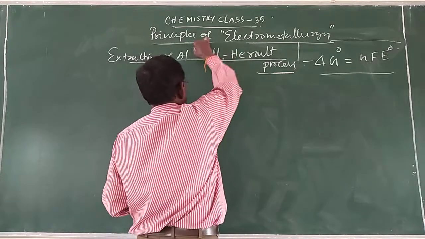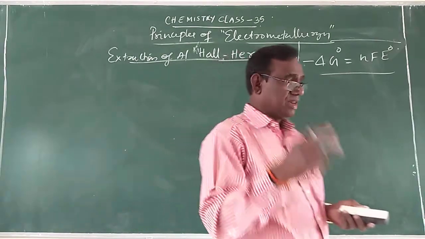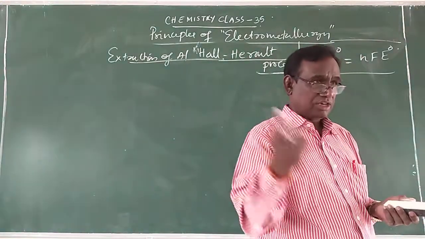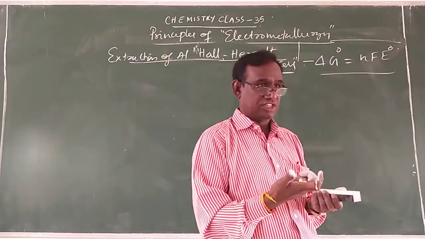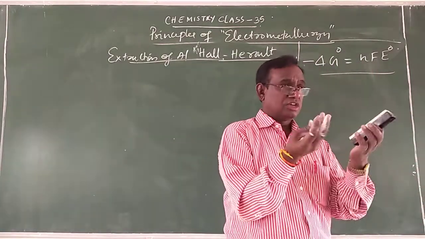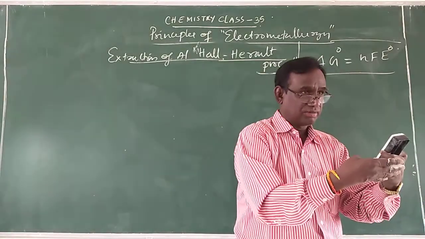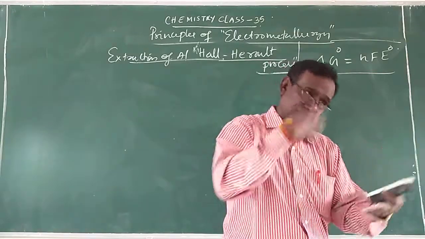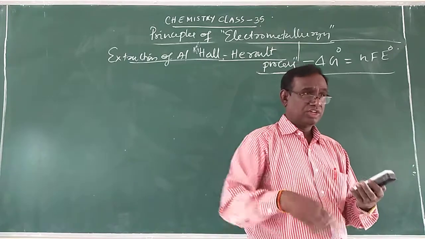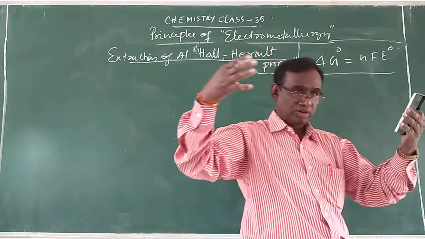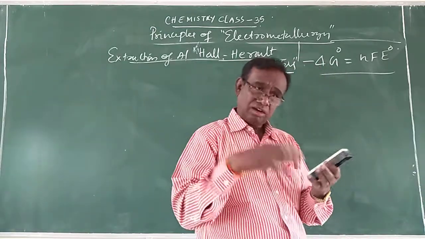This Hall-Héroult process of extraction of aluminium involves the electrolysis of fused alumina. Why? Because pure alumina is a bad conductor of electricity. To make it a good conductor, the bauxite ore, that is alumina, is mixed with cryolite, so that the bauxite ore gets conductivity. That means to increase the conductivity and decrease the melting point, we mix the bauxite ore with cryolite and or calcium fluoride.